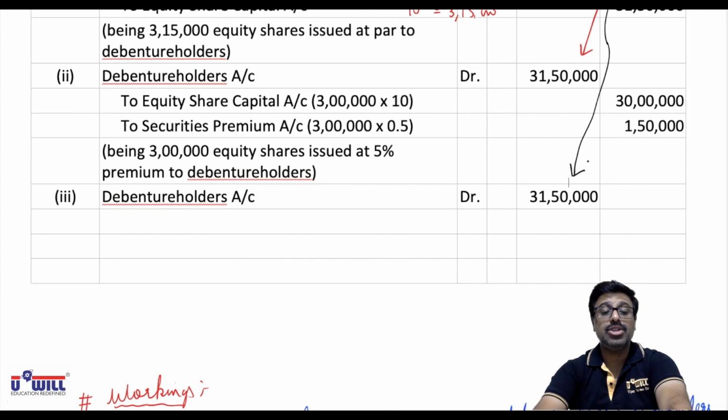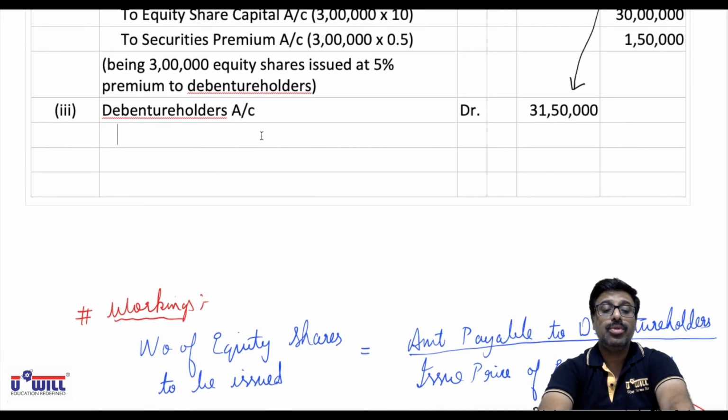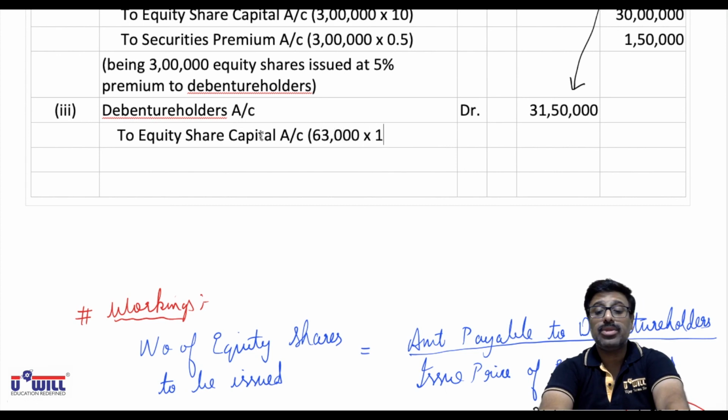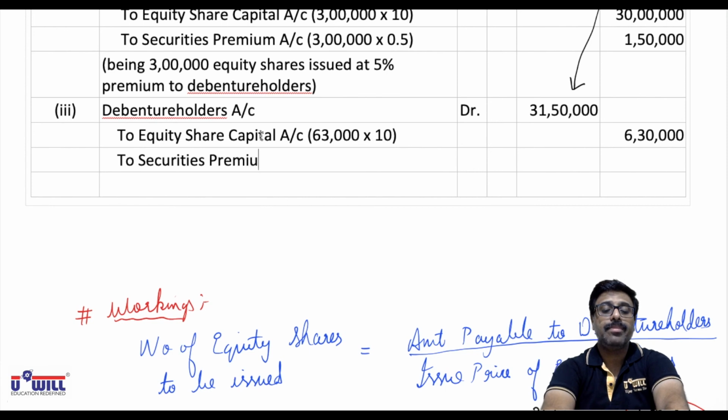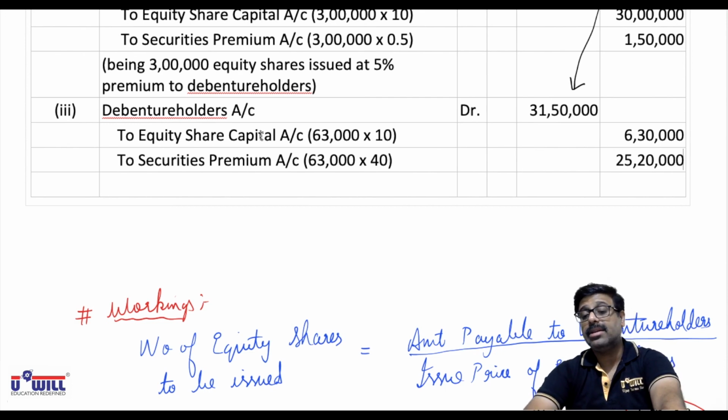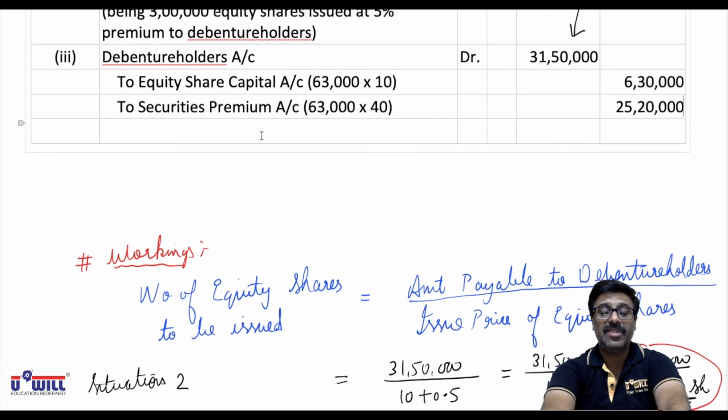Now we are again issuing the equity shares at premium. So to equity share capital account, equity share goes out, credit what goes out. Now we are issuing 63,000 equity shares. So 63,000 into 10, 6,30,000 will go to equity share capital account, and to securities premium account, same 63,000 equity shares, but here 40 rupees is premium. So 63,000 into 40 rupees, 25,20,000. And you all can see 6,30,000 plus 25,20,000 is equal to 31,50,000.